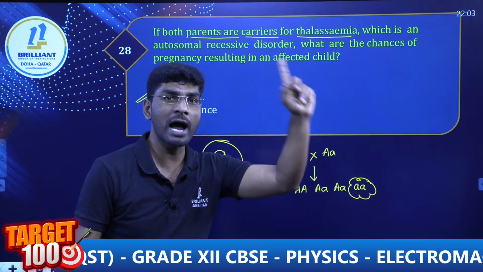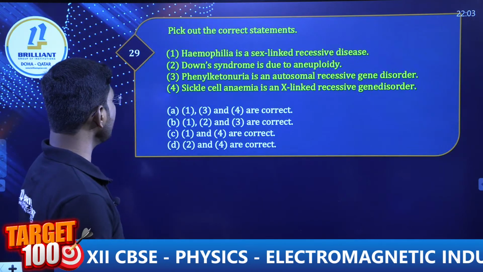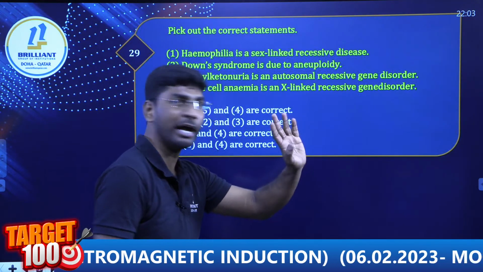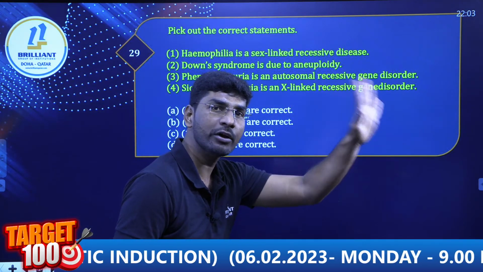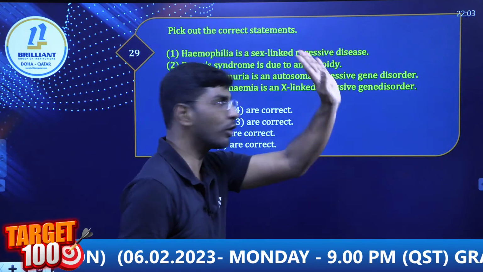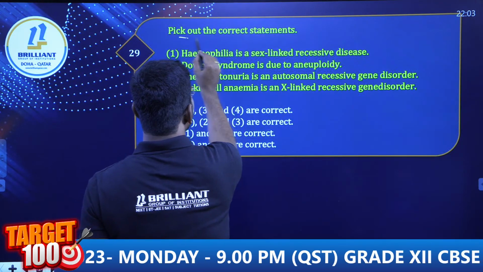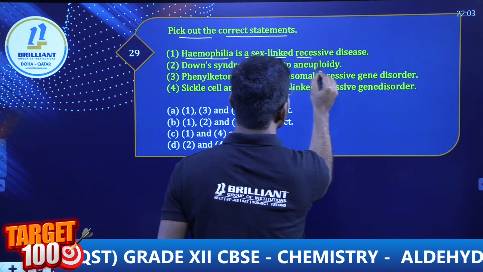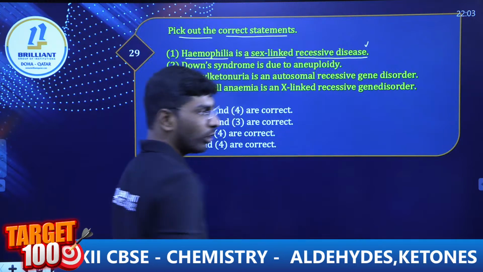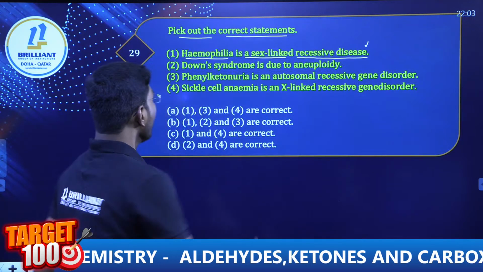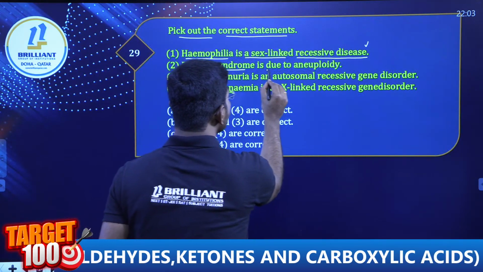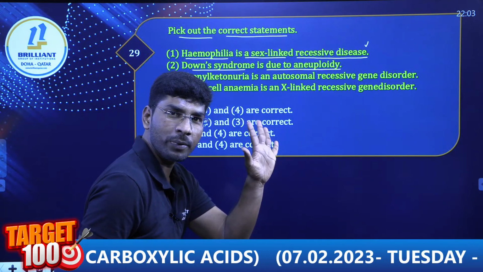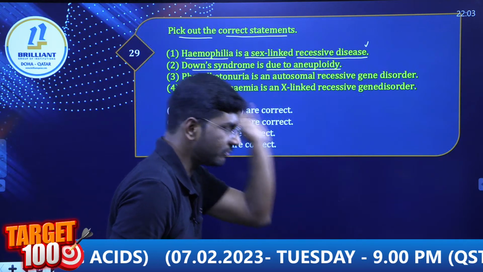Last question I'm going to show. Now, can you pick up the right answer? Last question, I am reading. You have to say if it is right, right, and if it is wrong, wrong. Now pick up the correct statement. Hemophilia is a sex-linked recessive disorder. Correct or not? Yes, it's correct. Down syndrome is due to aneuploidy. Right or wrong? Aneuploidy, correct. Very good. Done.